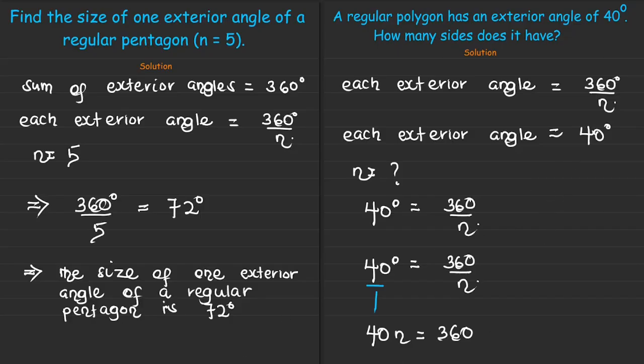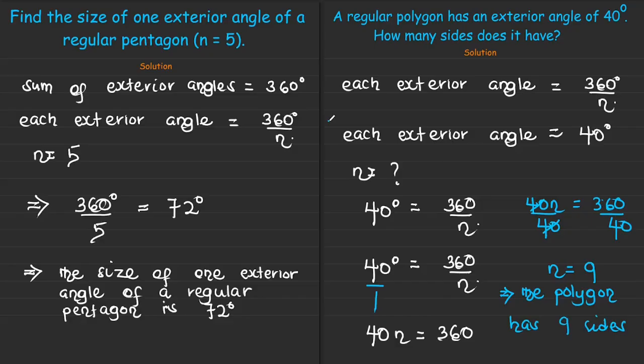Let's continue right here. So we have 40n equals 360. We divide both sides by 40, so that this 40 cancels out this. And then we have n being equal to 9. It simply means that the polygon has 9 sides. You see, it implies that, and that is just that.